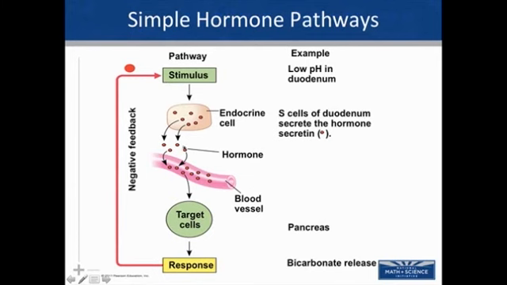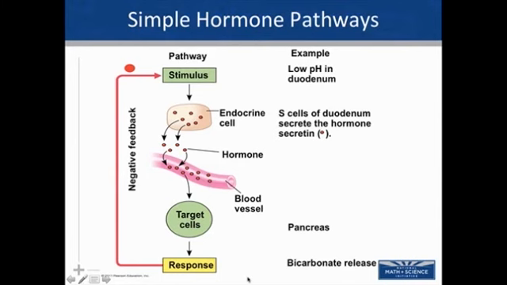So here's a typical negative feedback pathway where an endocrine cell secretes a hormone. The hormone, in this case secretin, is circulated by the bloodstream to target cells, in this case pancreatic cells. Those pancreatic cells have some sort of response. In this case, they release bicarbonate ions into the small intestine, and that action is going to stop the stimulus because the once low pH now becomes an alkaline pH, and so this pathway is slowed down or even stopped with its production.